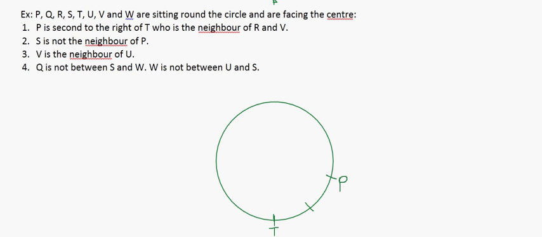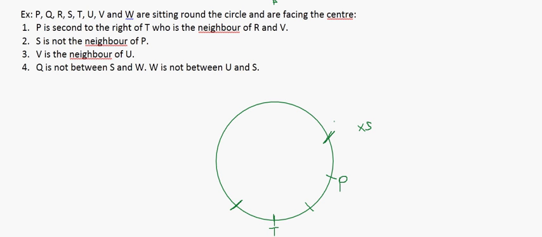And what is given is T is neighbor of R and V. These 2 positions would be occupied by R and V. We don't know which one is occupied by R and which one is occupied by V, so we'll not mention it here, right? The next step is S is not neighbor of P, so there is this neighbor of P, this won't be S, so just put a cross here, so it won't be S.